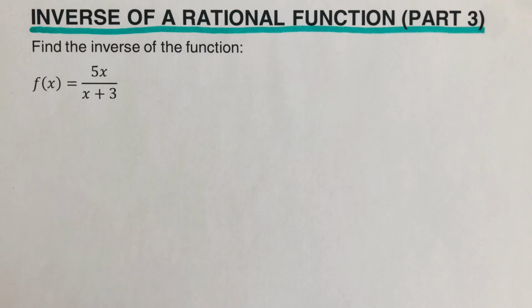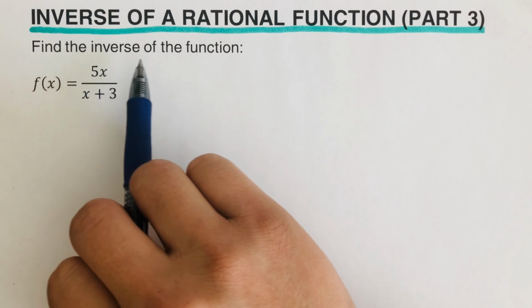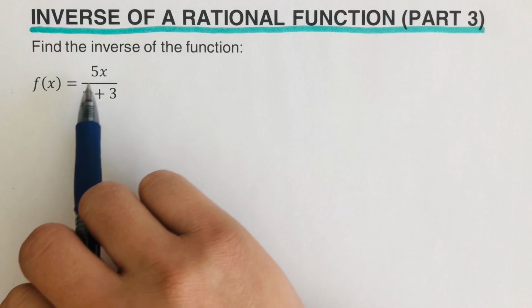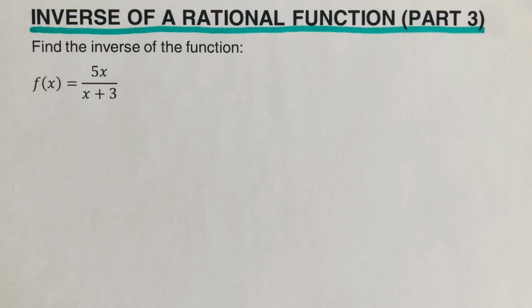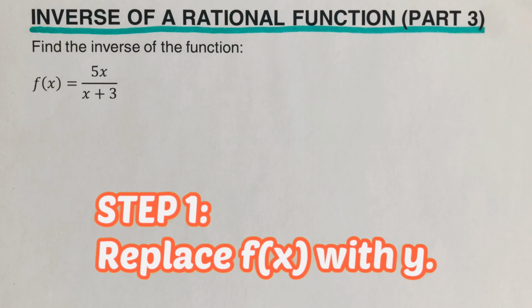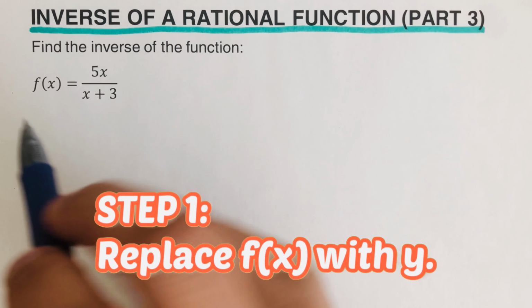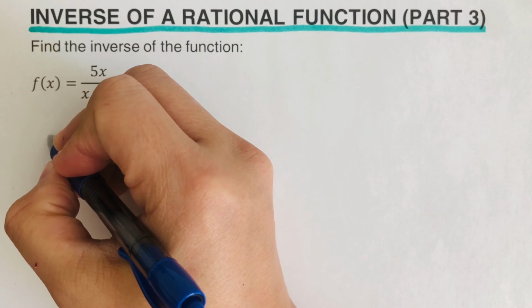Let's take this first example right here. Find the inverse of this function f of x is equal to 5x over x plus 3. In order to find the inverse of any function, we need to follow some steps. The first step is to replace f of x with y. So in this problem right here, I can go ahead and rewrite this.